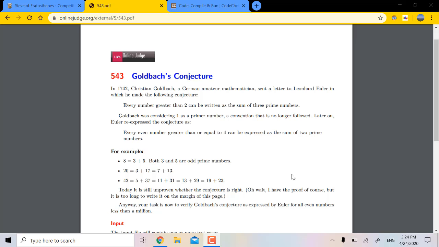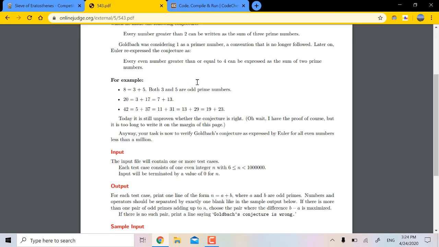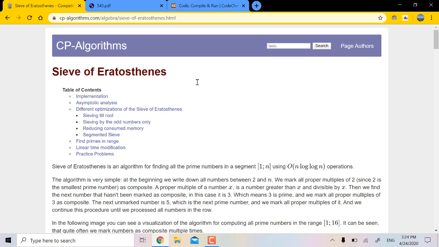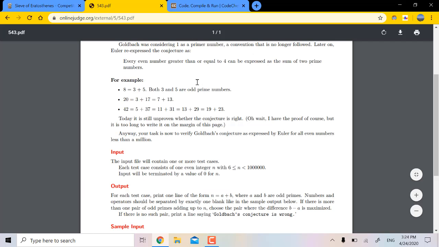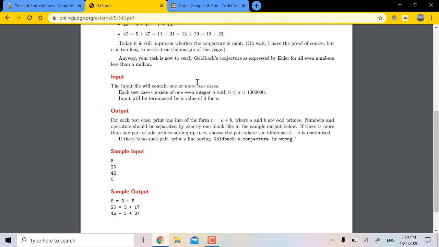Today we're gonna be solving this problem that is named Goldbach's conjecture. It's problem 543 of Yuva Online Judge. To explain the concept of the Sieve of Eratosthenes from the CP-Algorithms webpage, basically this problem says that we have to prove the Goldbach conjecture up until this number, that is 1 million.